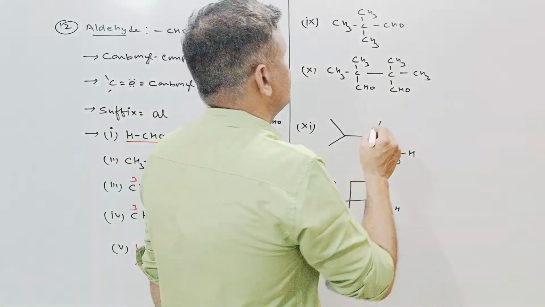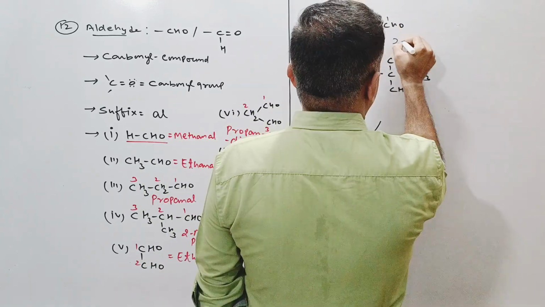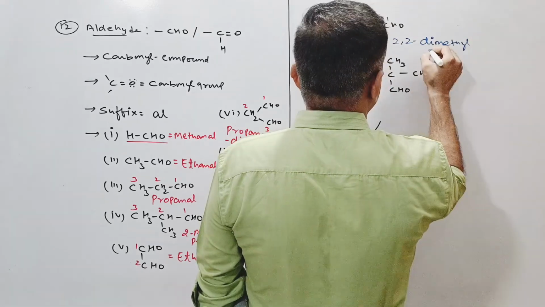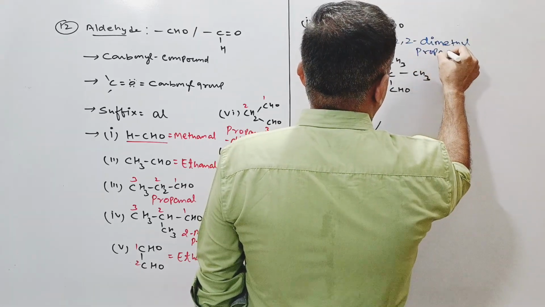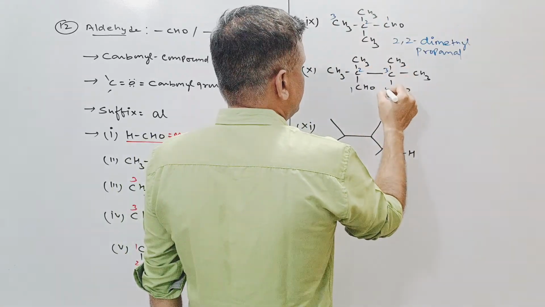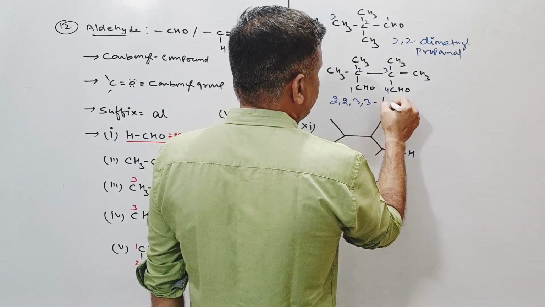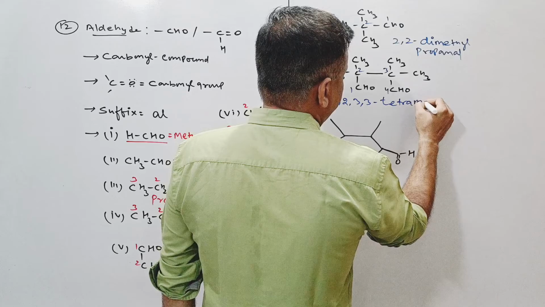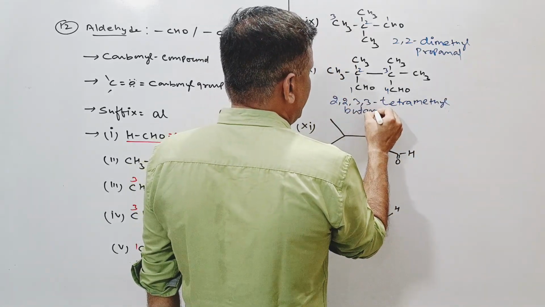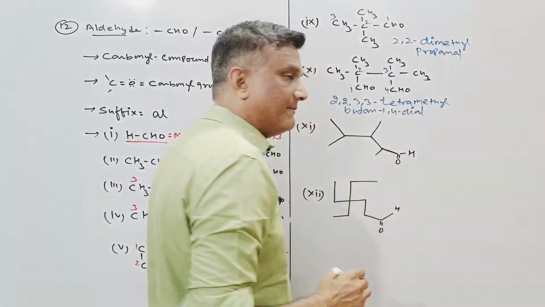If we go with this, then this is 1, 2, 3. On the 2 carbon atom, there are 2 methyl groups, so 2,2-dimethyl. There are 3 carbons in the chain, so it will be propanal. If you go with this 1, 2, 3, 4, then this is the 2, 2, this is the 3, 3, tetramethyl, and here is the butane. 4 carbon atoms, 1,4-dial will be the name of the compound.